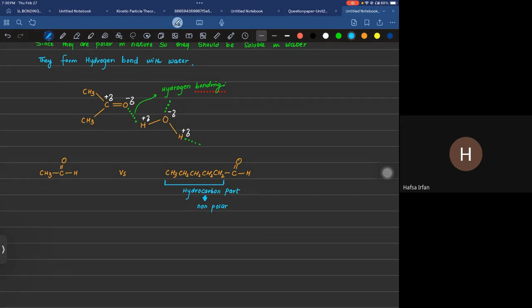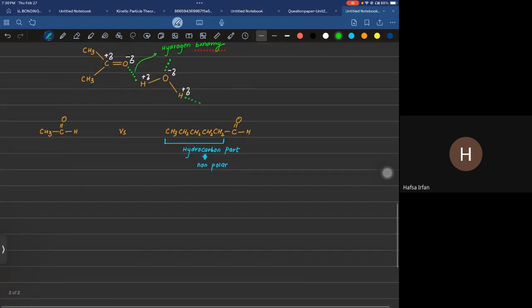So that's why I told you that as the number of carbon increases, the solubility is going to decrease. So this is your polar part.